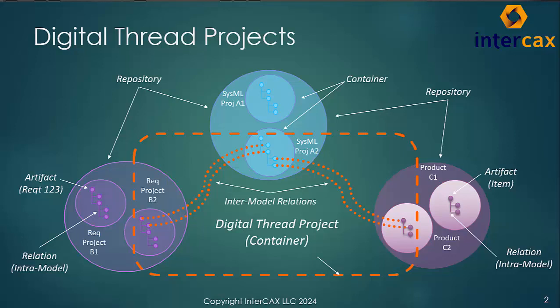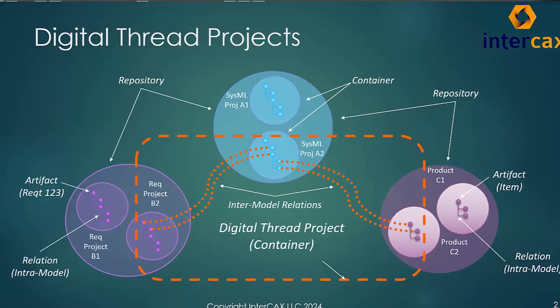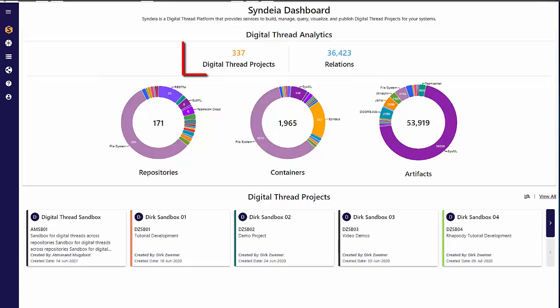For example, an automobile model A and an automobile model B would be managed by Syndeia as separate digital thread projects, composed of different intermodel relations, even if some of the artifacts in the underlying repositories may be used by both projects. Syndeia 3.6 introduces access control for digital thread projects, in addition to global access control. Users will not automatically have access to all digital thread projects, as they had in earlier releases.